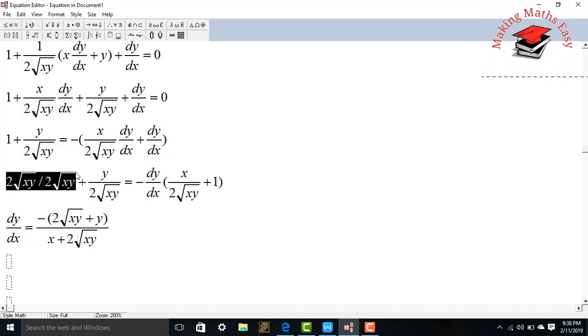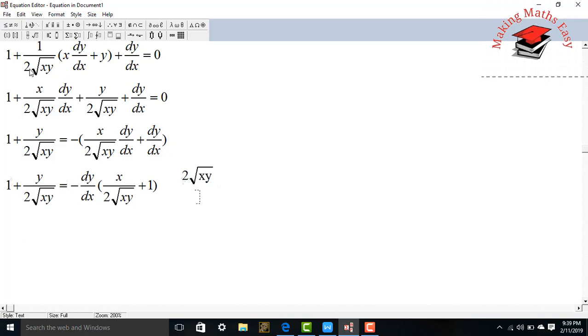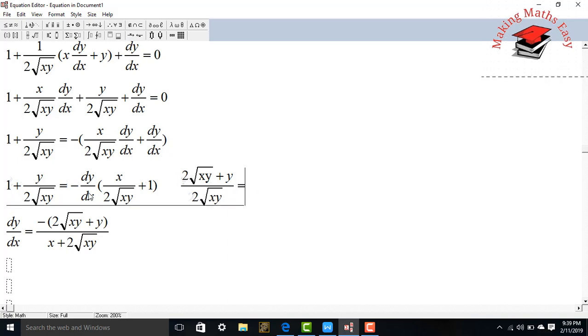So I will show you. It will be 1 plus, which will be equal to 1 plus, or you can say 2 square root of xy divided by square root of xy in this case. So it will be 2 square root of xy plus y divided by 2 square root of xy, and which will be equal to this function.